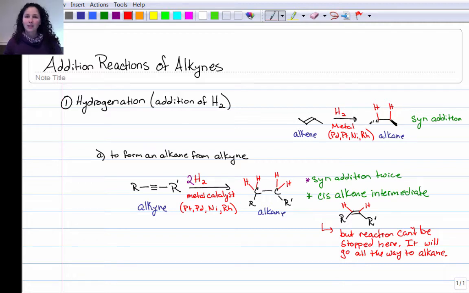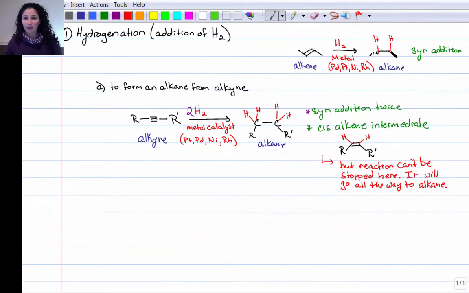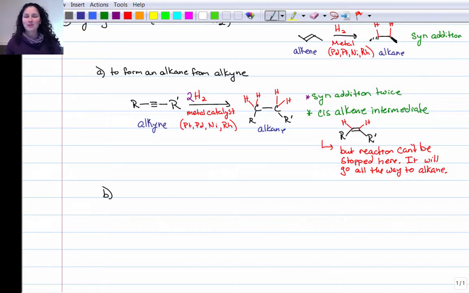Now, what if you wanted to take an alkyne or triple bond and make it into a double bond? You can actually do that, but you can't use these reagents. You have to use a different set of reagents. There's actually two different sets of reagents that you can use depending on whether you want a cis alkene or a trans alkene. So let's look at those individually.